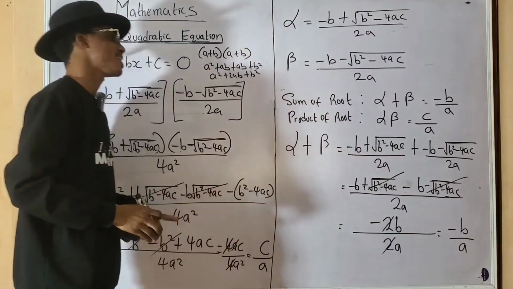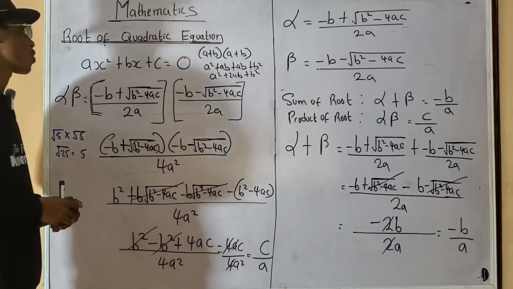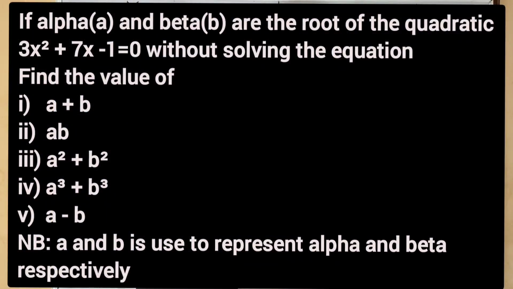Okay, now let us look at the application of what we've learned so far, touching on what we are discussing, roots of a quadratic equation. If alpha and beta are the roots of the quadratic equation 3x² plus 7x minus 1 equals 0, without solving the equation, find the value of: 1. alpha plus beta. 2. alpha beta. 3. alpha squared plus beta squared. 4. alpha cubed plus beta cubed. 5. alpha minus beta. Okay, please pay attention.